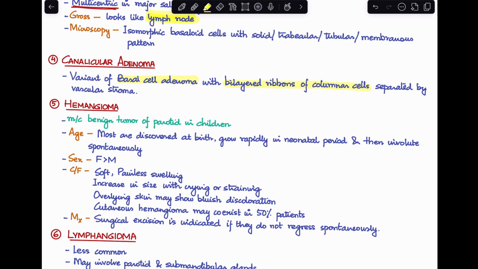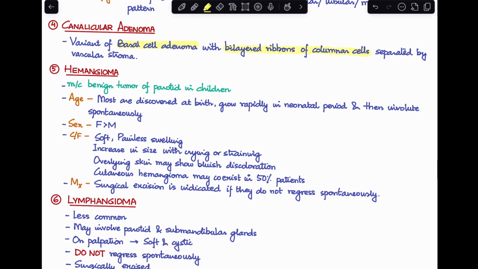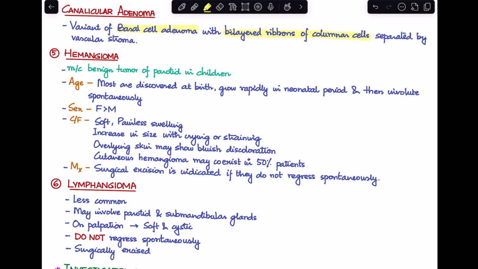Next, let's talk about some of the mesenchymal tumors. So, the most common mesenchymal tumor here would be hemangioma. Another important MCQ related to this is that hemangioma is actually the most common benign tumor of parotid that occurs in cases of children. In cases of adults, it is pleomorphic adenoma. So, in terms of age, as I just said, it occurs in children. Most of the time, these are discovered right at birth and they grow very rapidly in the neonatal period. And then they also involute spontaneously. So, most of the time, they do not require any treatment.